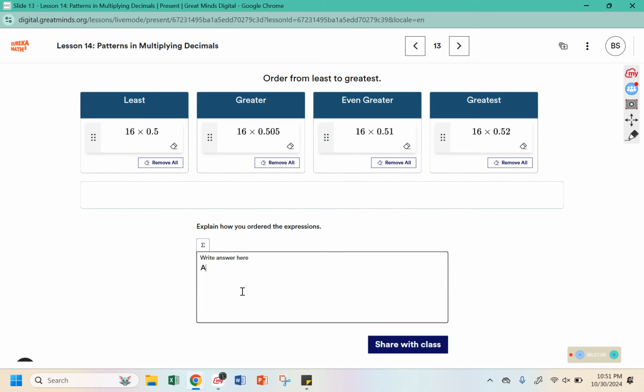So again, they all were multiplied by 16. So I looked at the decimal factor. I rewrote them as decimals in the thousandths place, and then I compared them.